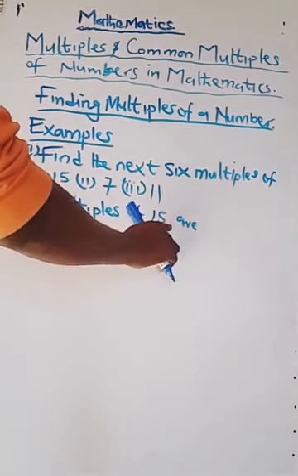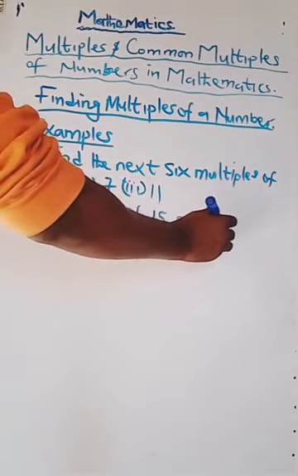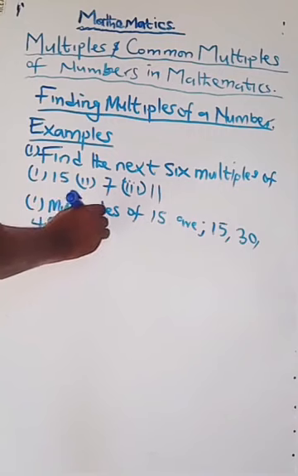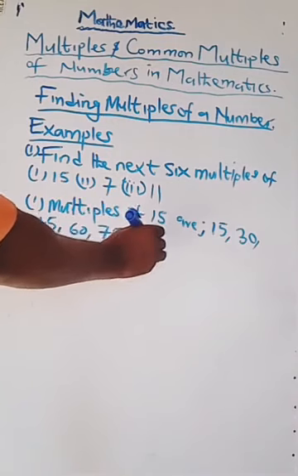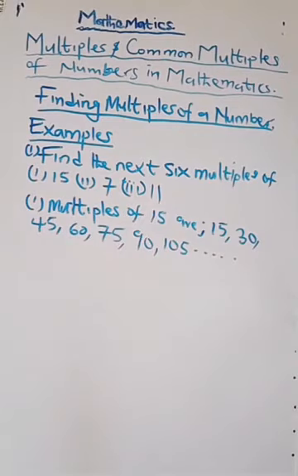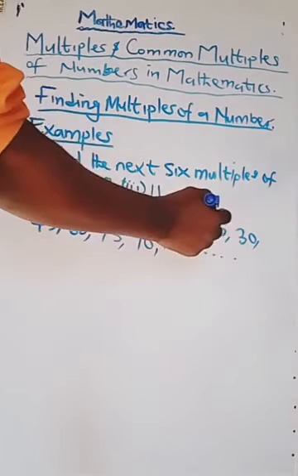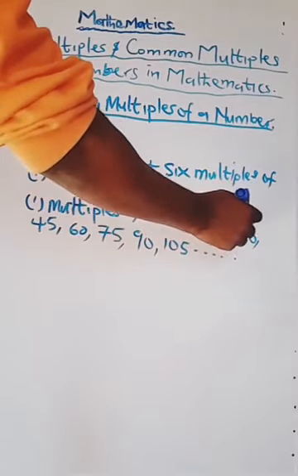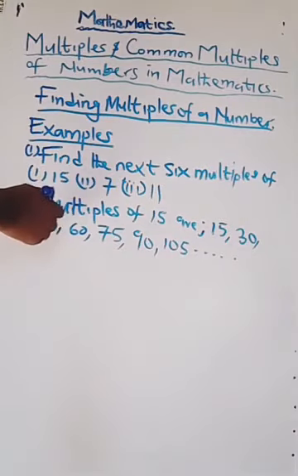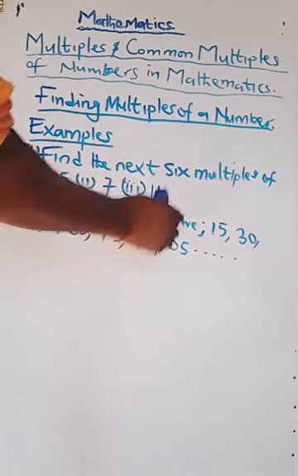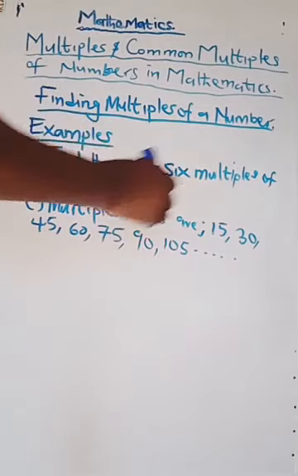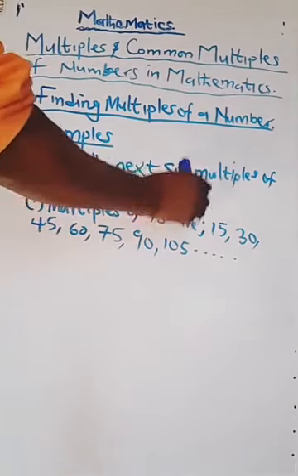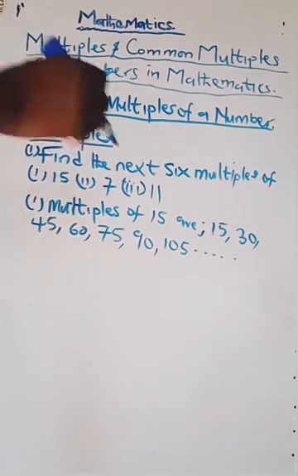Let's start with 15. Multiples of 15 are 15, 30, 45, 60, 75, 90, 105, and many more. What we are doing is adding 15 to the resulting number, that is, adding 15 to the result you get after the initial addition. Let's start. 15, we add 15 to have 30. 30, we add 15 to have 45. 60, 75, 90, 105. That is how you continue adding until you want to stop. All these are multiples of 15. That is, these are numbers that 15 can divide easily without any remainder.